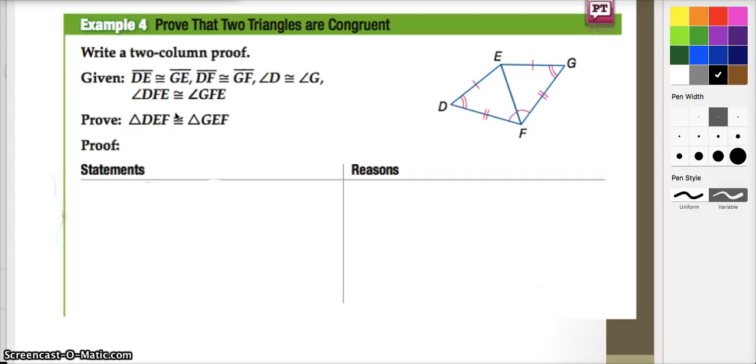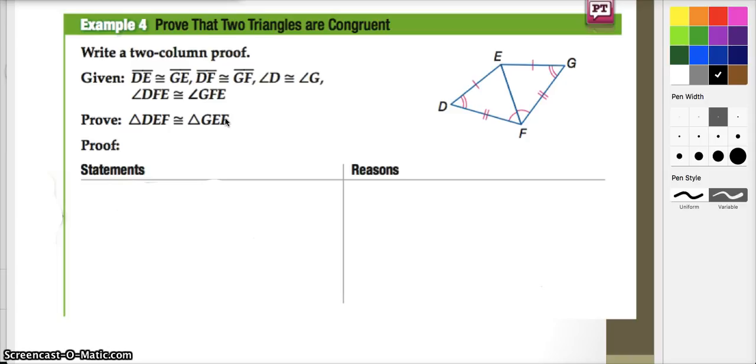All right, so here's the given information, and this is a really handy thing to do whenever you're proving something. If you've got a figure, mark the figure with the given information. It helps you to see and reason through the proof a little bit easier. So given that DE is equal to GE, and also that DF is equal to GF, and that this angle D here is congruent to this angle G here. And finally, that this angle DFE is congruent to angle GFE. We are to prove that these two triangles are congruent.